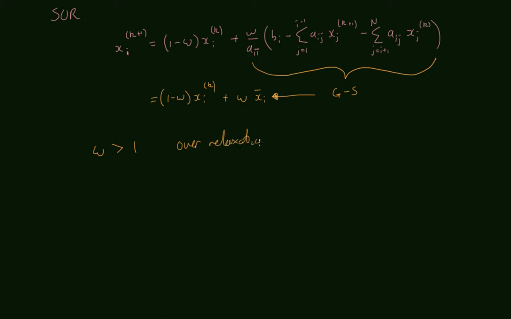This is where we want to give a bit of a speed bump, where we have monotonic convergence. When omega is less than 1, we have under relaxation.